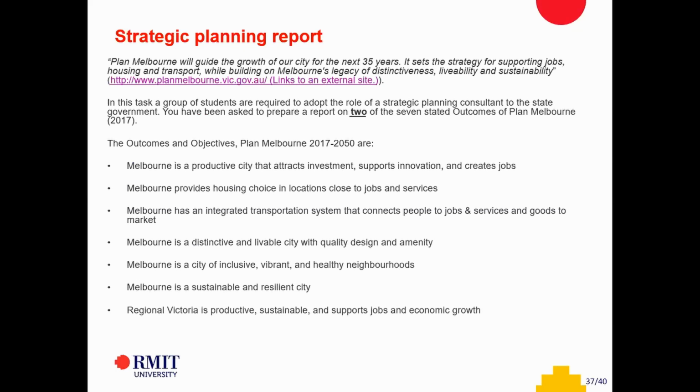Now let's focus on this a little bit more. Now, as I said at the start, basically the strategic planning report is about taking apart Plan Melbourne, and we'd like you to choose two of these outcomes or objectives to consider them and to analyse them. Now, as I said, you can see that they're certainly interrelated to some extent, and they're sort of distinct to some extent as well. And look, you can choose whatever you like, whatever you think is of most interest to you or that is most important.